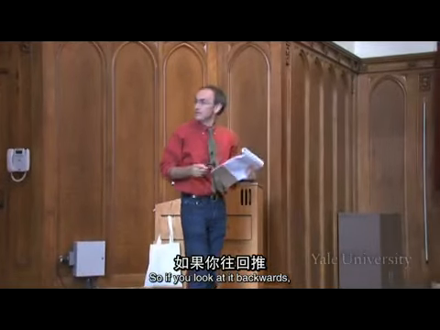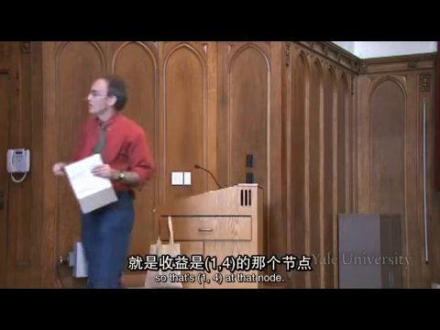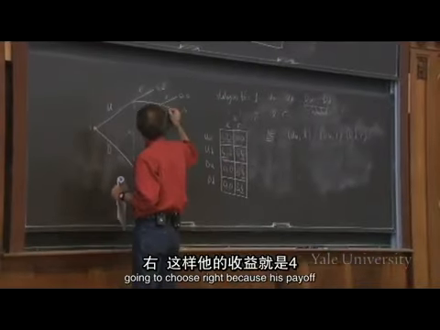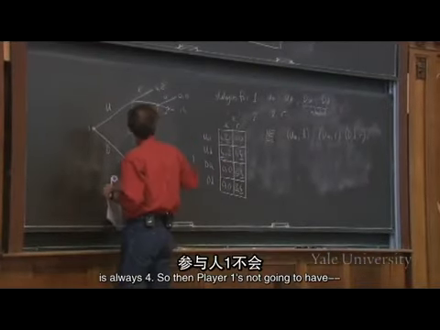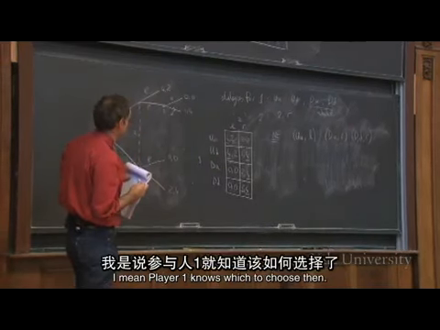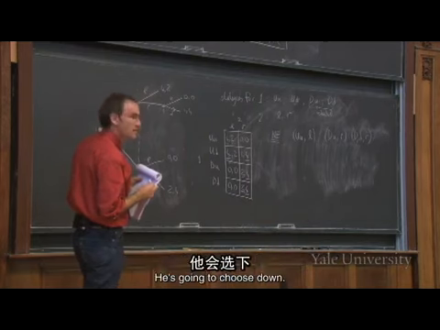Yeah, so if you look at it backwards, you can cross out player 1's second choice. He's always going to choose down. That's 1-4 at that node. Good. So then you know player 2 is always going to choose right because his payoff is always 4. Good. So then player 1 knows which to choose then. He's going to choose down.